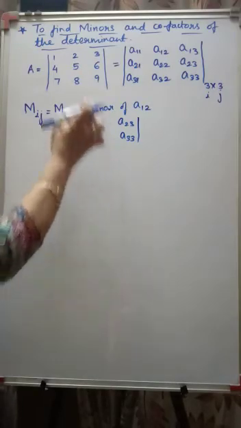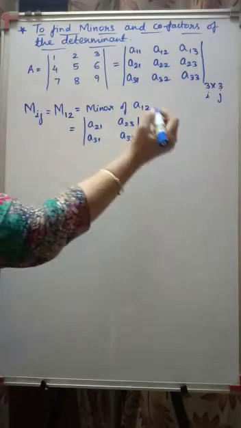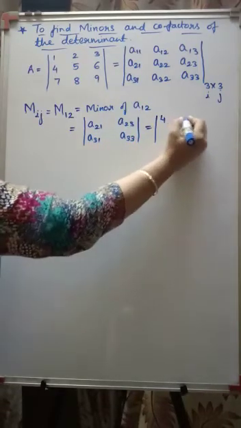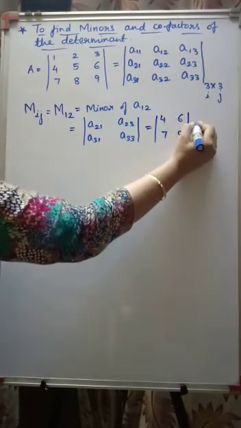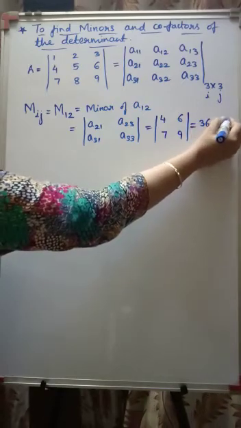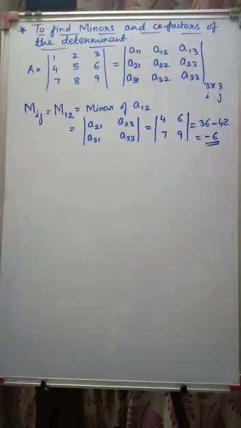Same thing, if I want to find this, where is my A12? This 2 is my A12. So my answer will be 4, 6, 7 and 9. If I solve this, 4 nines are 36, minus 7 sixes are 42, so it is minus 6. So this is the minor of 1,2.